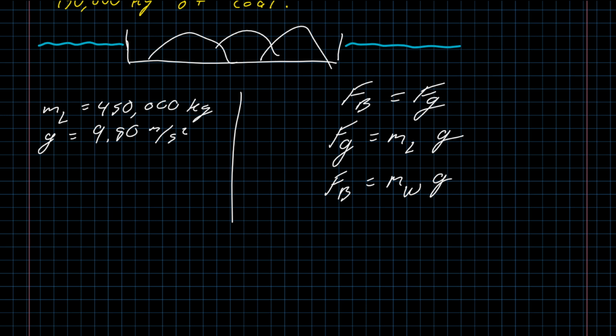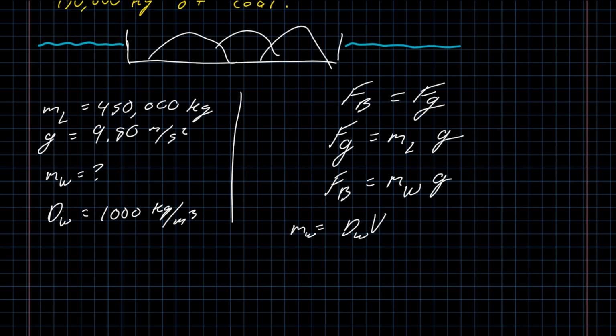And then the other thing that we need is the mass of water, which is not given to us. Although you should know that the density of water is 1,000 kilograms per cubic meter. And of course, mass is equal to density times volume. So mass of water is equal to density of water times the volume displaced.